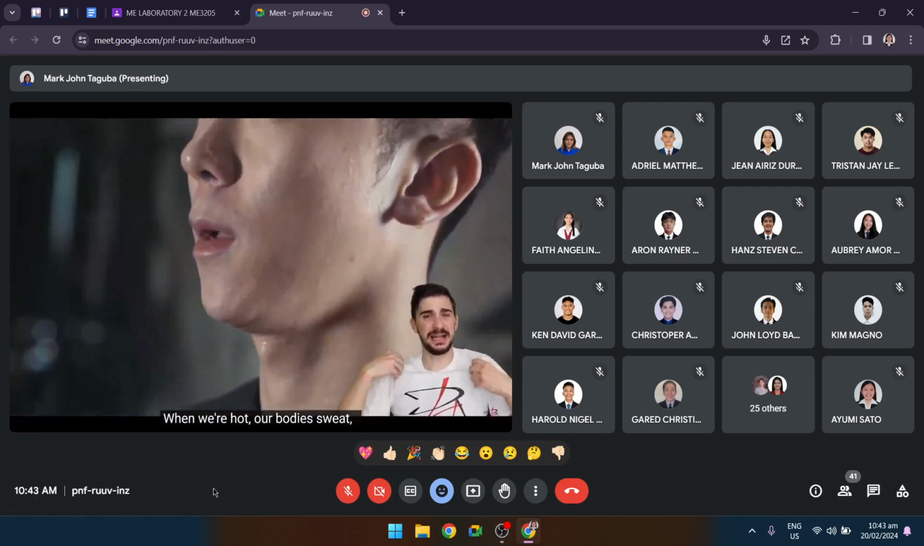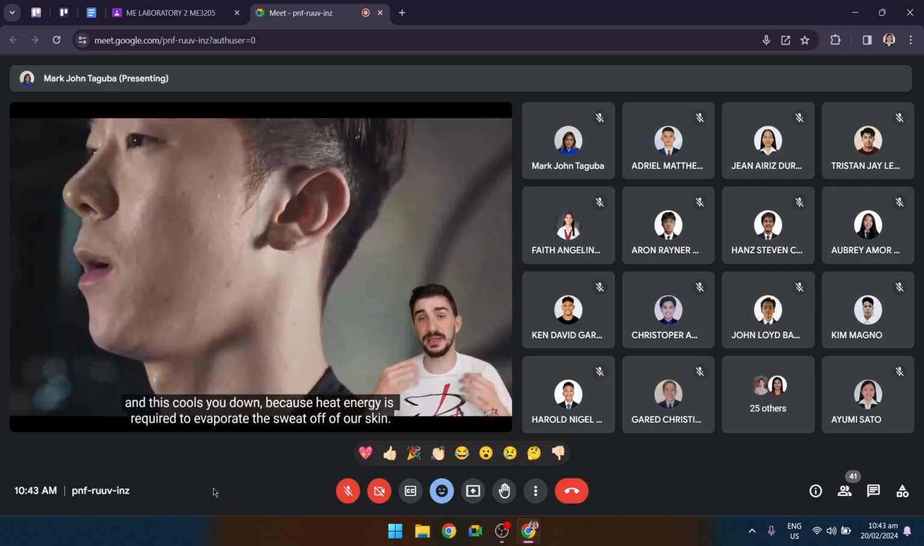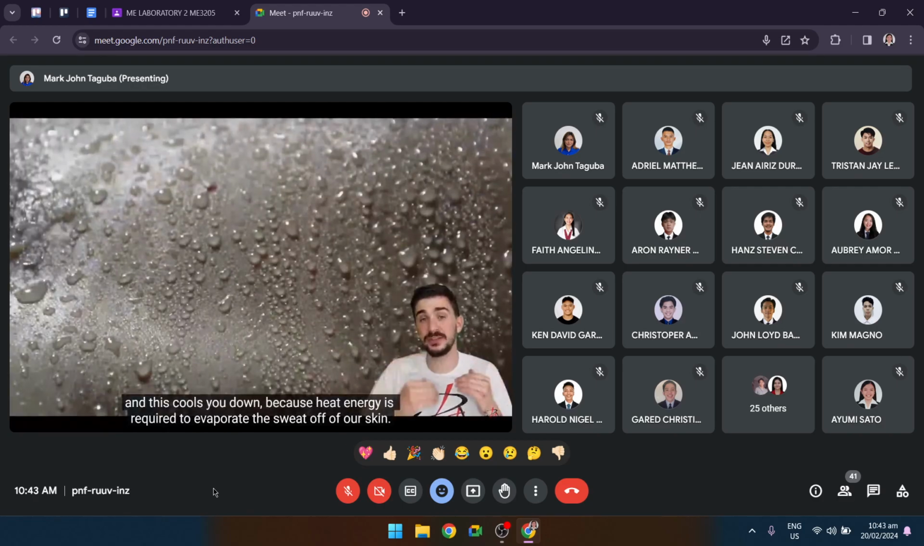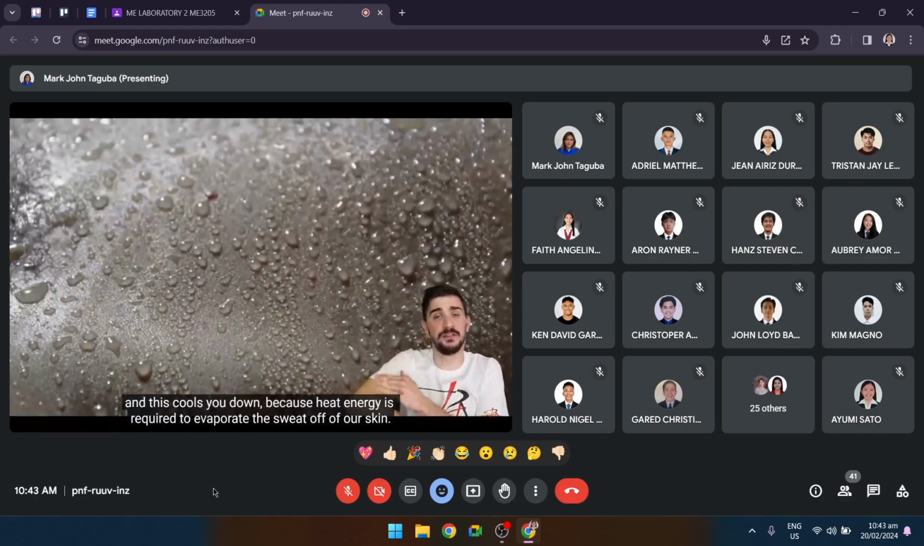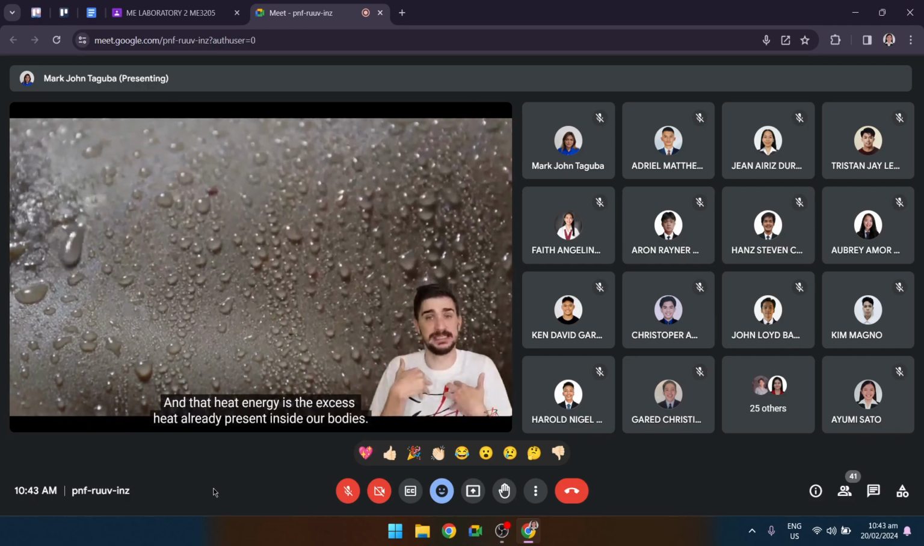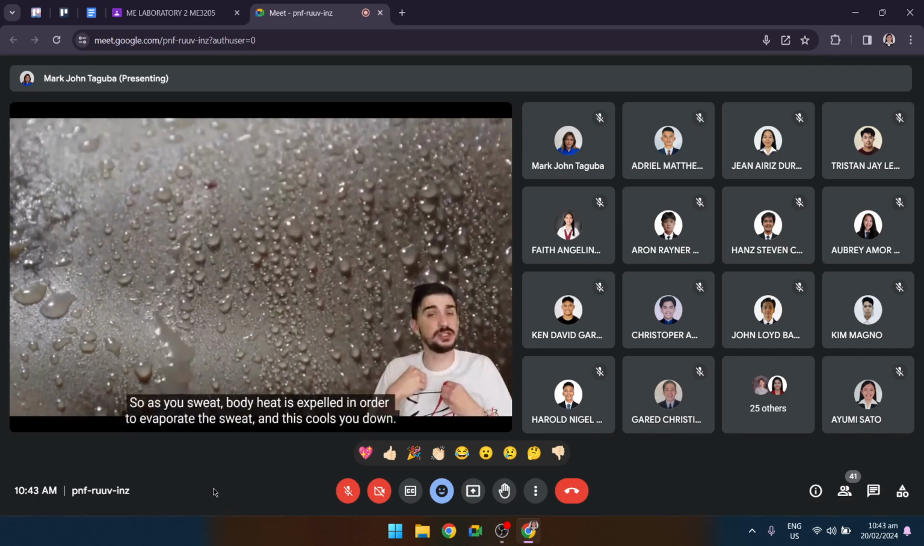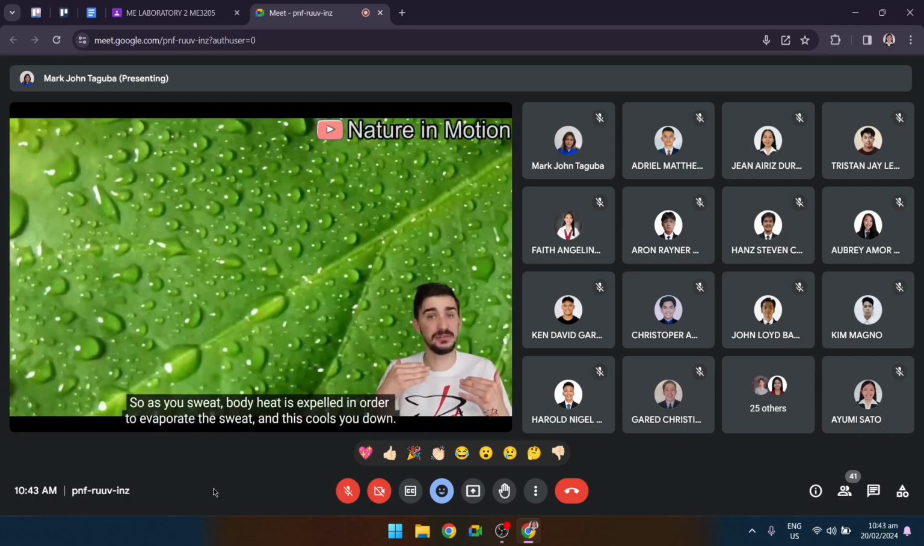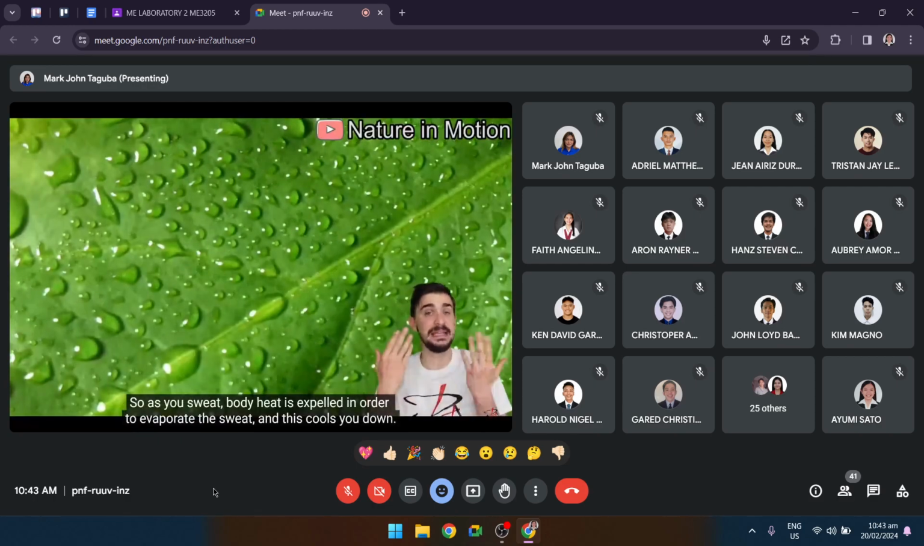When we're hot, our bodies sweat, and this cools you down because heat energy is required to evaporate the sweat off of our skin. And that heat energy is the excess heat already present inside our bodies. So as you sweat, body heat is expelled in order to evaporate the sweat, and this cools you down.